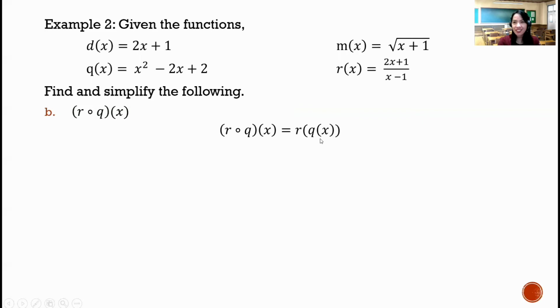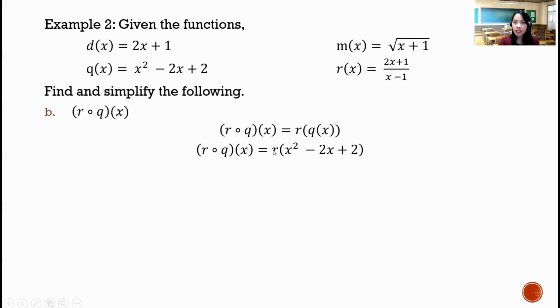Inside the parenthesis, we have the function q of x, and the value of q of x is x squared minus 2x plus 2. Ibig sabihin, since r ang nasa labas ng parenthesis, siya yung gagamitin na function. Lahat ng values ng x dito sa r of x ay aalisin mo at papalitan mo ng value ng q of x. So that is r of x squared minus 2x plus 2. Ito yung value ng q of x.